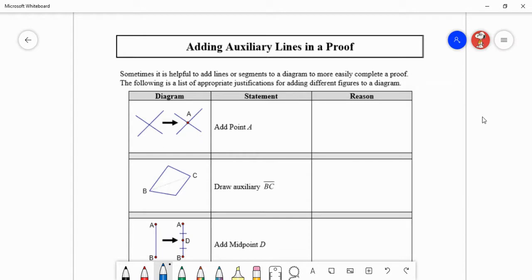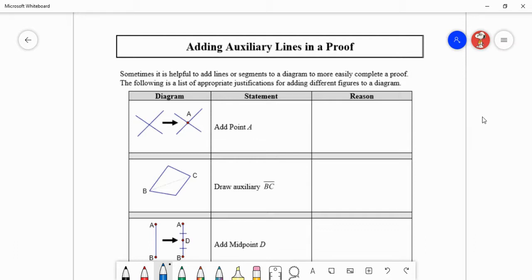Before we begin, please make sure you have your adding auxiliary lines in a proof worksheet, as well as something to write with, but you will not need a calculator today. If at any point the video goes too fast and you miss something, feel free to pause, rewind, and rewatch anything you may have missed. And with that, let's go ahead and get started on this idea of auxiliary lines.